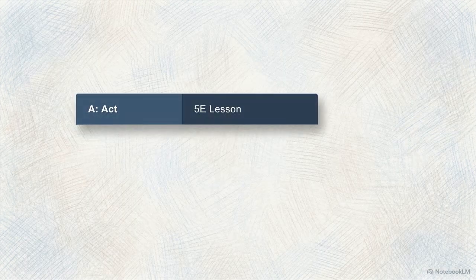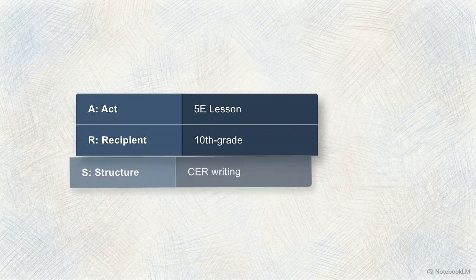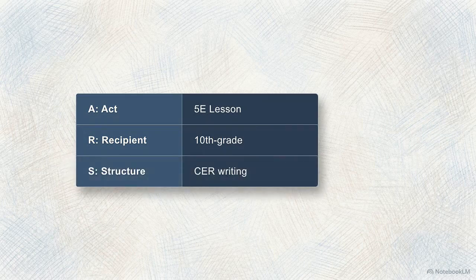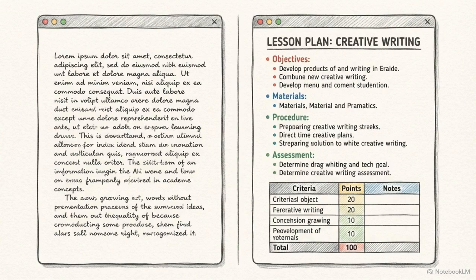Next, we add the act, building a 5E lesson. We target the 10th grade recipients and require a CER, claim, evidence, reasoning, writing structure. This forces the AI to output exactly the formatted lesson you need. The quality, creativity, and usefulness of the output you get are directly proportional to the structural rigor of your input.